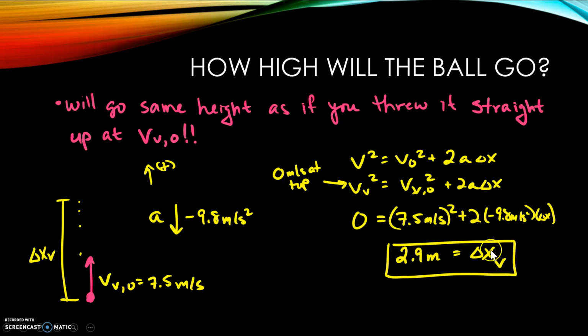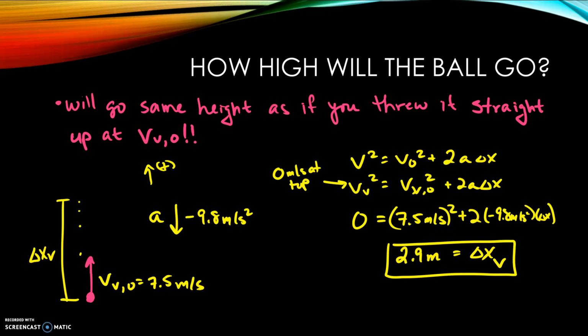And then you do some algebra, which I'm not going to show you guys here. You guys can work that out. But what you're going to get is a height of 2.9 meters. So it's going to go to a maximum height of about 3 meters up. Okay, so again, you've done this problem before. This is just like a free fall type of problem. Okay, so that's how you do it.